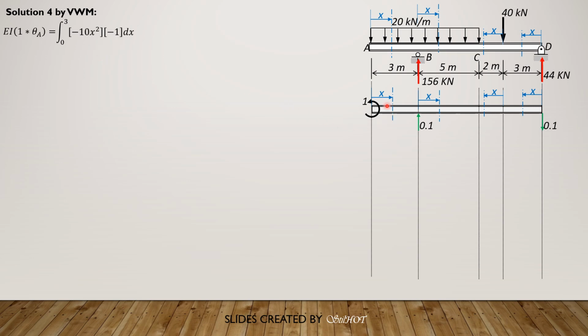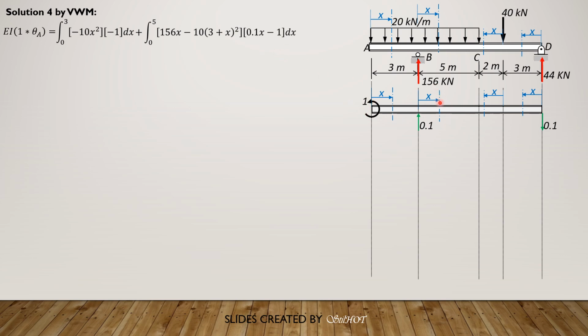Then for the couple, it's 1 only, counterclockwise, so it is negative 1 moment at this section, because we consider positive moment at the left clockwise, at the right counterclockwise. So this is counterclockwise, so negative 1. Then for the next section, plus integral of 156x minus 20 times 3 plus x times 3 plus x over 2, or minus 10 times 3 plus x squared. Then for this section here, it is 0.1 times x minus 1.